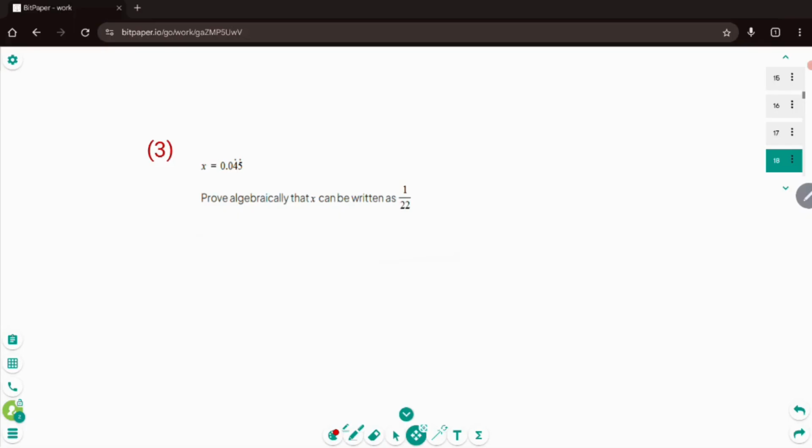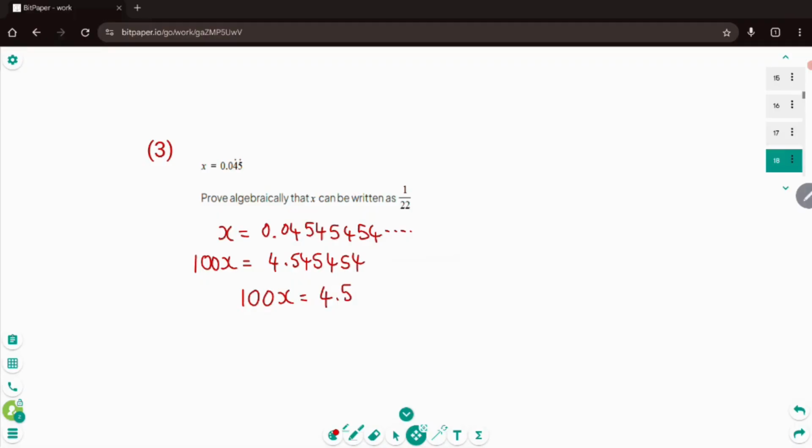Okay, question 3. Again, have a go, put me on pause. I'm just going to write this out in full. It's already given us that x is equal to it. Again, the 4 and the 5 recur here. 100x is 4.545454. Don't try and take any shortcuts, otherwise people who take shortcuts on these types of questions tend to make mistakes. Let's be methodical. Line all the digits up.